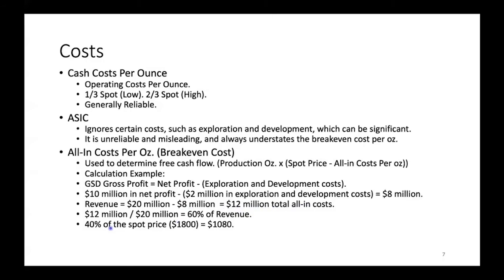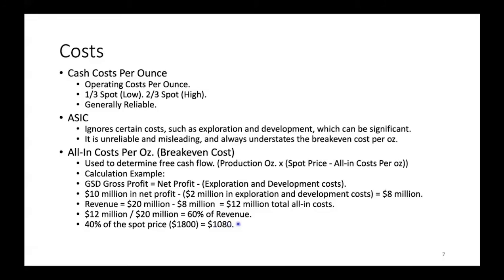And then from the 12 million, I can calculate what percentage of revenue that is. So my total costs were 12 million, which is 60% of revenue. So then if I take 40% of the spot price, that's going to be my cost. Revenue was 60, so my cost was 40. So 40% of the spot price, and I'm using 1800 as an example, is 1080. So this is the all-in cost per ounce, the 1080. So this is how you calculate it.